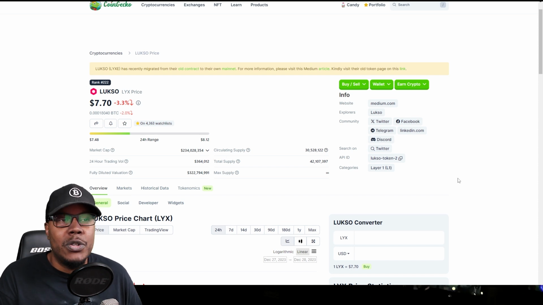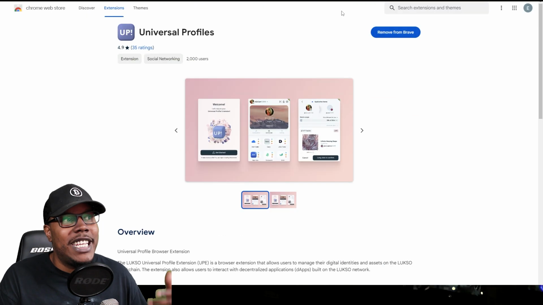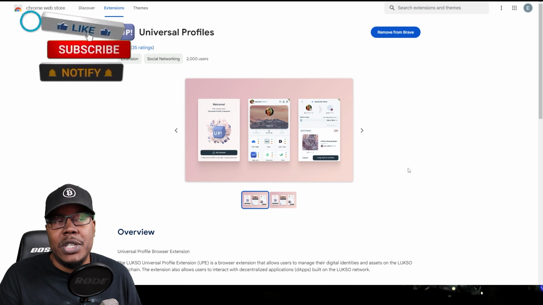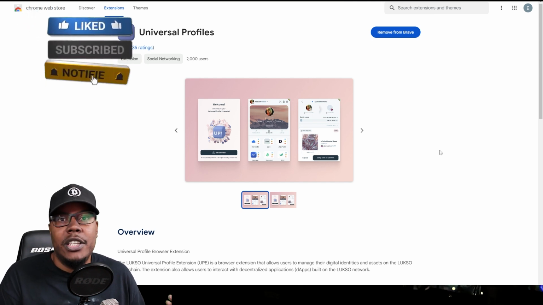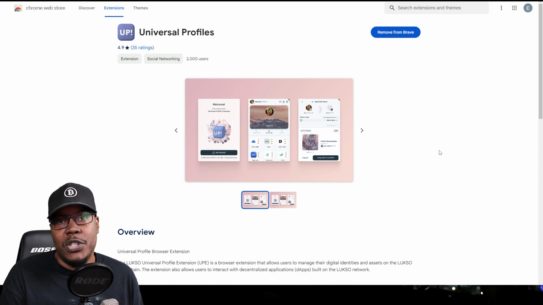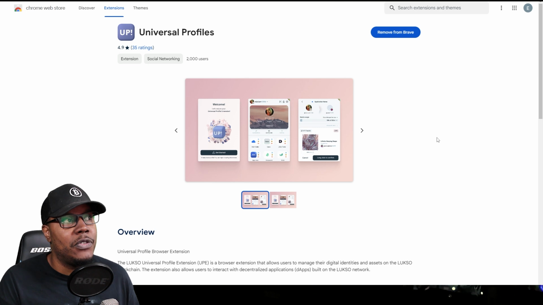So for those who don't know, the Universal Profile or the UP extension is the main wallet for the Lukso ecosystem, but you also can use a regular RPC and use it on MetaMask if you would like, but I'm going to be using a Universal Profile for this tutorial. So if you don't have one, come to the Chrome store and get yourself a Universal Profile.